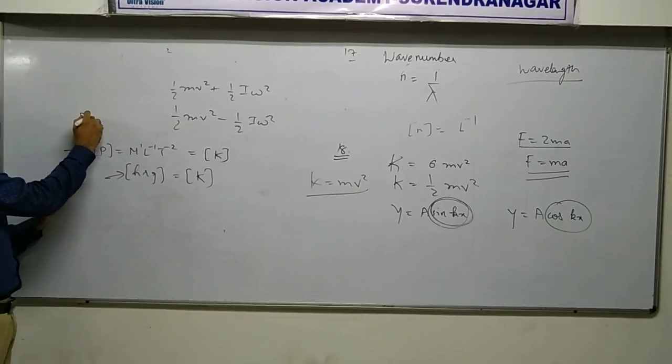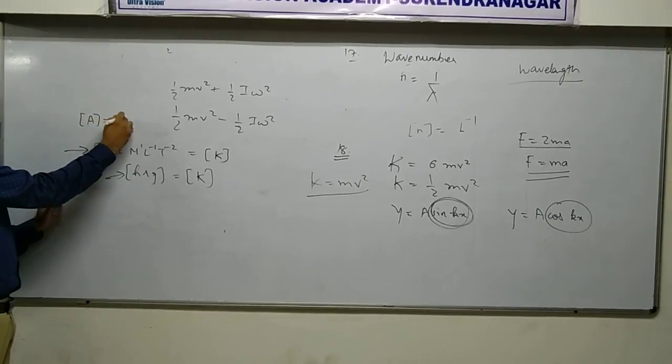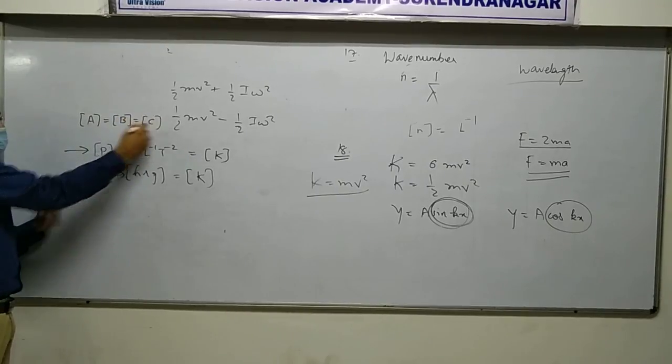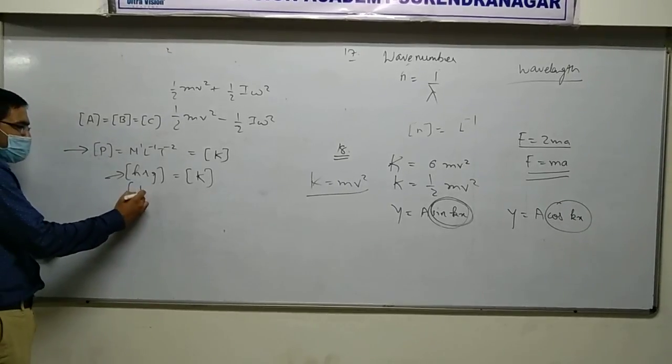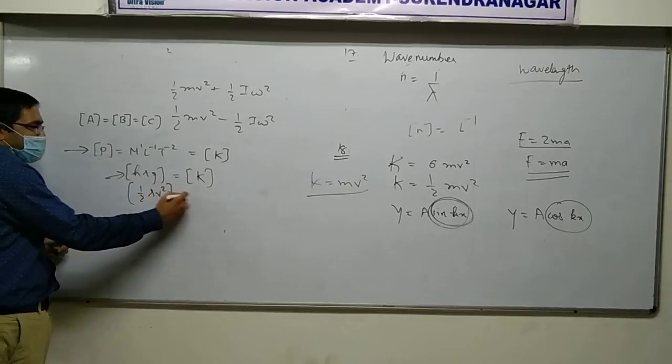If you have added a few things, all have the same dimensions. How many terms are added? P is added. What else is added? Half RV square plus HRC. So all of them are added. So individually, each of them has the same dimensions as K.